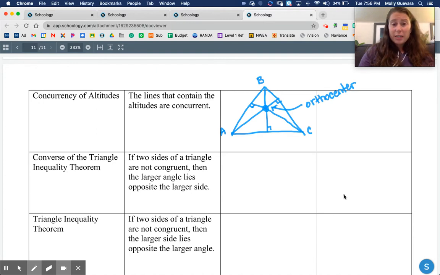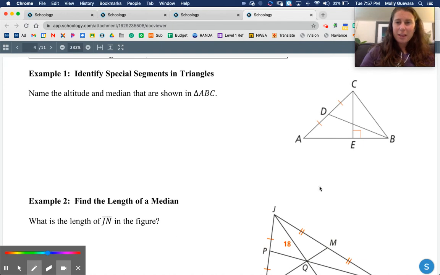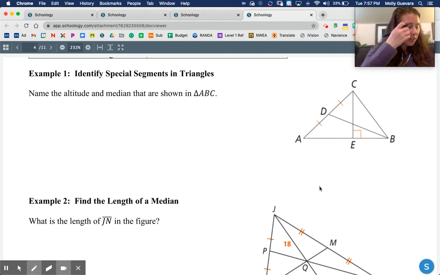So what we're going to do here is go back to the lesson, and we are going to do some examples. All right, so now we're back at lesson 5-3. We're going to start here with example 1, which says, in this triangle ABC, name the altitude and name the median. So which one of these is the altitude and which one of these is the median? I want you to go ahead and try this one. If you need to look back in your vocabulary and your terms, that's fine. But I want you to figure out which one of these lines is the altitude and which one of these lines is the median.